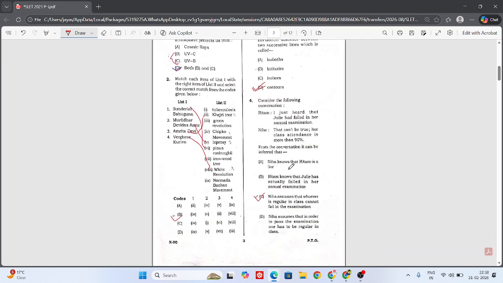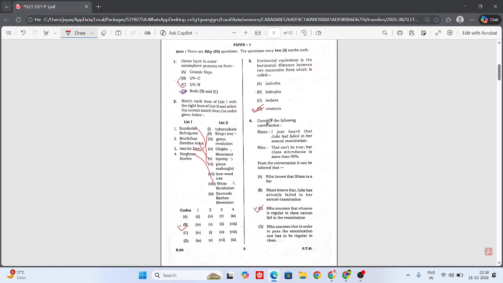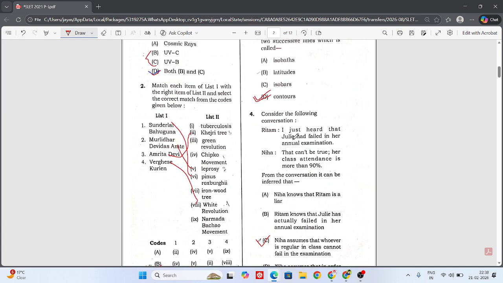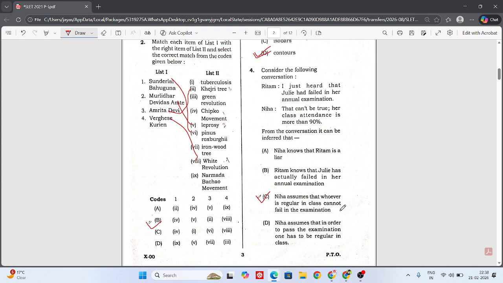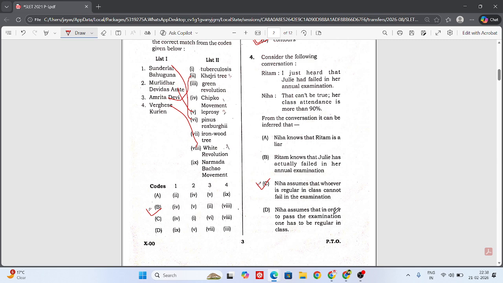Consider the following conversation. Question number 4. Ritam: I just heard that Julie had failed in her annual examination. Neha: That cannot be true. Her class attendance is more than 90%. From the conversation, it can be inferred that Neha knows that Ritam is a liar. Ritam knows that Julie has actually failed in her annual examination. Neha assumes that whoever is regular in the class cannot fail in the examination. Neha assumes that in order to pass the examination, one has to be regular.